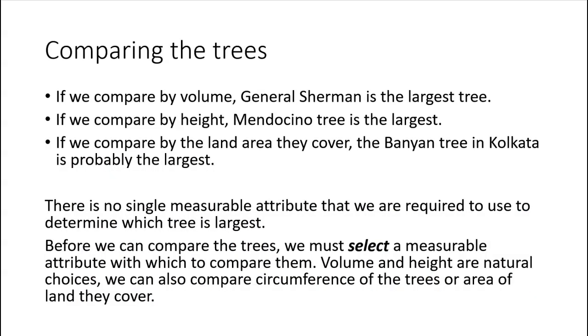So in that exploration, if we were to compare by volume, General Sherman would be considered the largest. If we were to compare by height, the Mendocino tree would be the largest. If we were to compare by the land they cover, the banyan tree in Calcutta is probably the largest. There is no single measure attribute that we are required to use. They didn't say what to use. And so before we can compare the trees, we must select a measurable attribute with which to compare them. So volume and height, or the circumference of the tree, or the area of the land they cover.